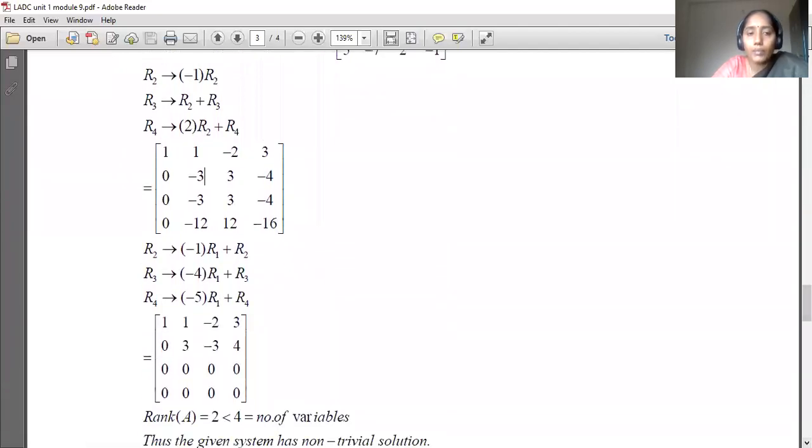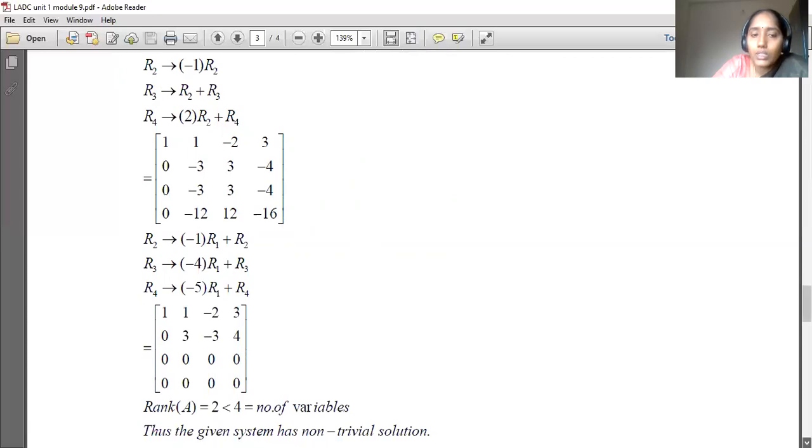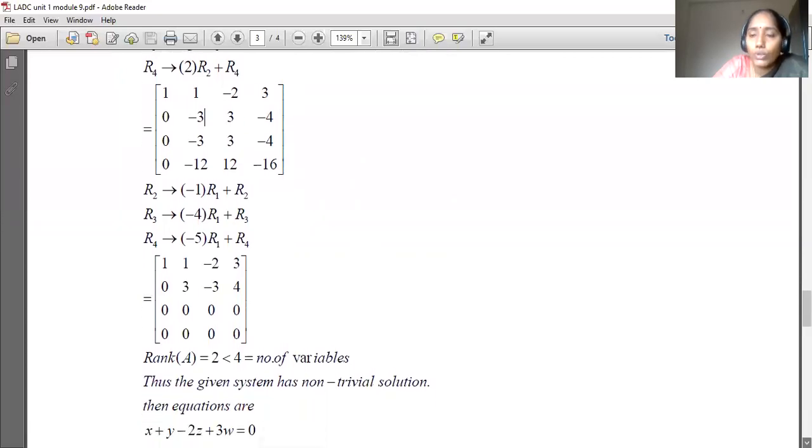Again, observe this row. The second row is the same as the third row. The fourth row is a constant multiple of the second row. So using the elementary transformations, these two rows become zeros. Now, what is the number of non-zero rows in this matrix? 2, which is less than the number of variables. So by the conditions, the system has non-trivial solutions.